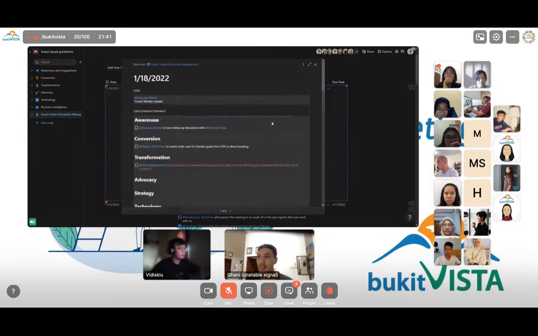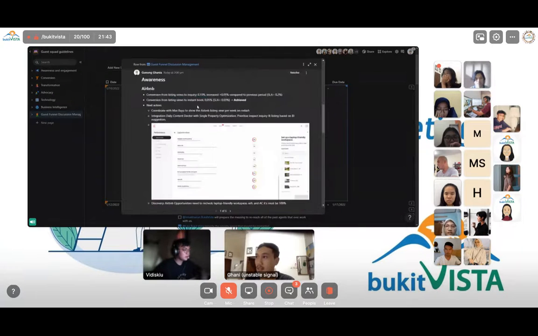So for the awareness, start from Airbnb. Looking at the listing view and inquiry numbers. The conversion from listing view to inquiry, we got 0.15. It's actually increased 0.05% compared to previous period, but it's still not achieved the SLA. Second, conversion from listing view to instant book. Actually, we already passed the SLA.